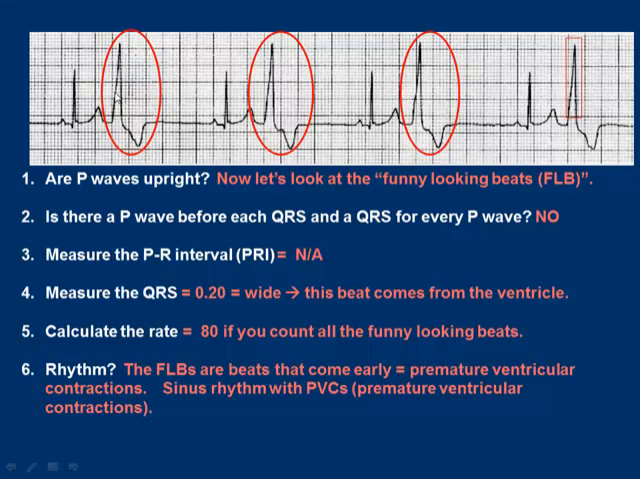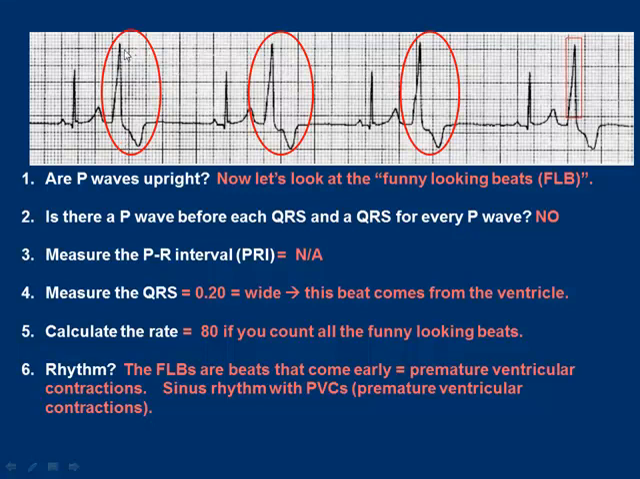These beats are ventricular beats. They're ventricular contractions, and they came prematurely. Therefore, these funny looking beats are called PVCs, premature ventricular contractions. How do I know they're ventricular? Because the QRS complex is wide. How do I know they're premature? Well, you can just look at it visually and see that it came early before the normal beat was supposed to arrive. Therefore, this is sinus rhythm with premature ventricular contractions.